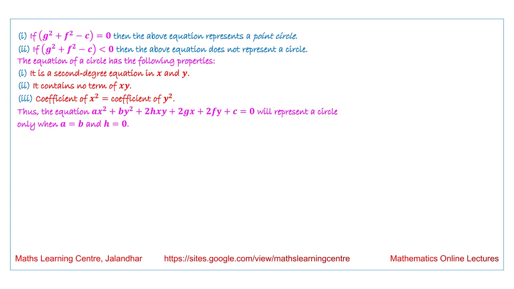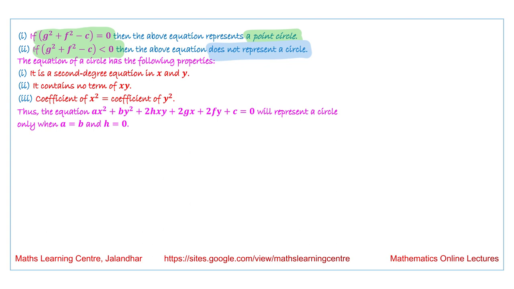So we have written over here the different conditions that we obtain. We are saying if f square plus g square minus c is equal to 0, then that is called the point circle, the radius is 0. If g square plus f square minus c is less than 0, then this does not represent a circle. This equation does not represent a circle.